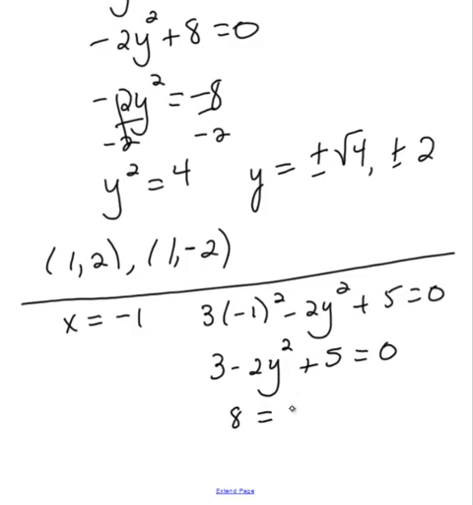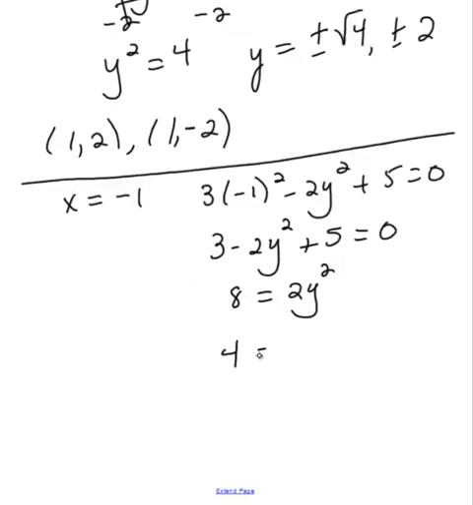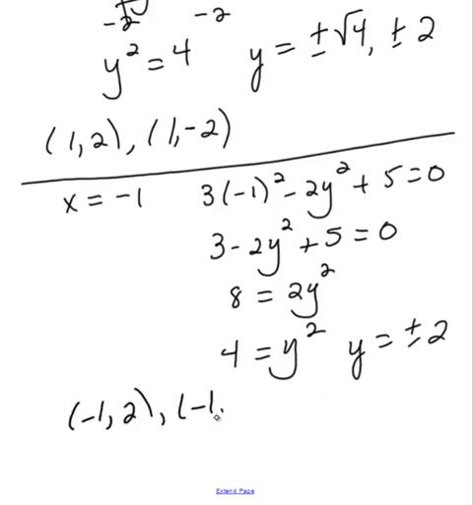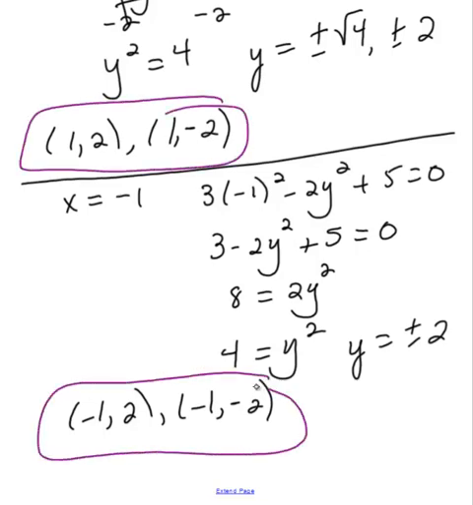I'm going to move my negative 2y squared to the right this time. Divide by 2. So again, y equals plus or minus 2 when x is negative 1. So those ordered pairs are negative 1, 2 and negative 1, negative 2. So I would have to state all 4 answers for my final solution. So there's 2 up here and 2 down here.